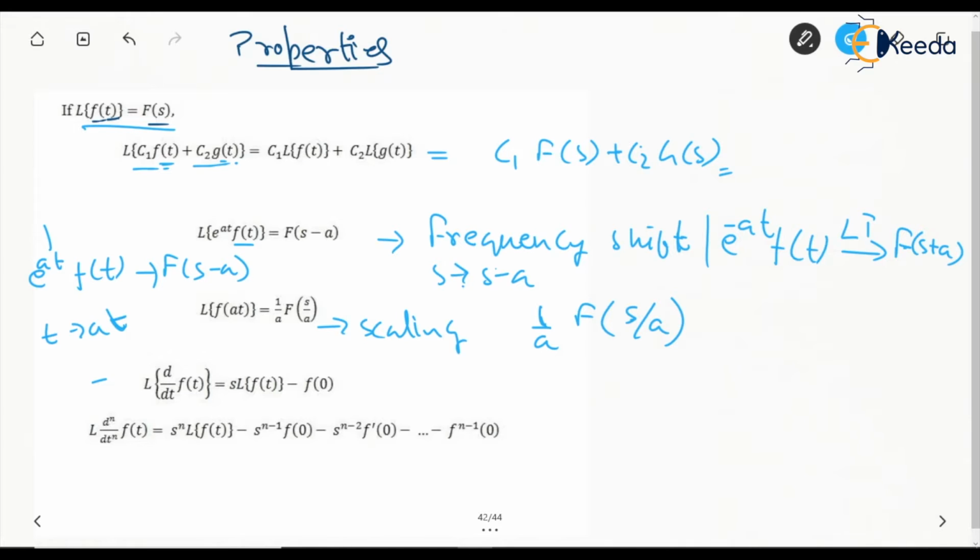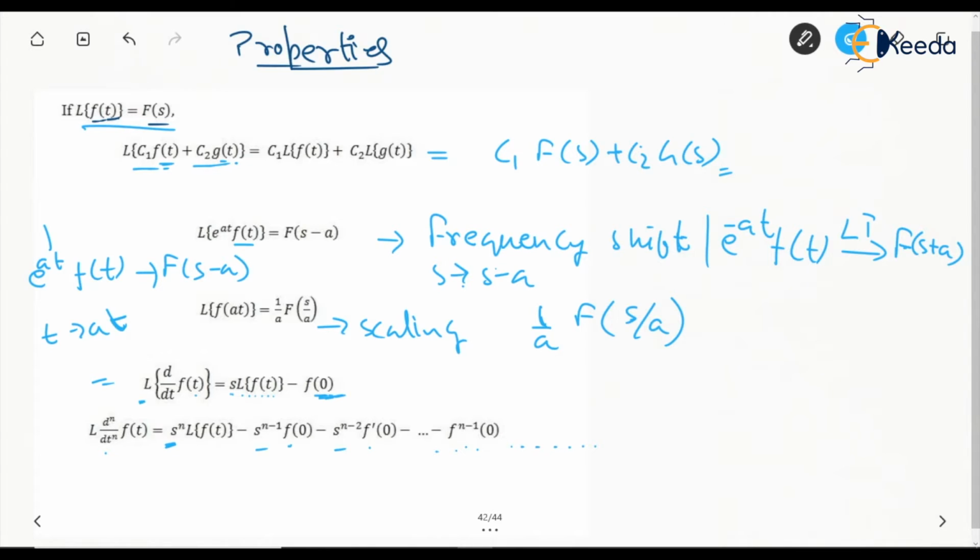Now if it is having a derivative, for the derivative case, we will have s times L of f(t) minus f of 0. f of 0 is the initial condition of f of t, that is at t equal to 0. So if we have the nth derivative, we'll start with s to the power of n, then s to the power n minus 1, s to the power n minus 2, and so on. This will keep on going. This is f of 0, first derivative at 0, second derivative at 0, and it will keep going.